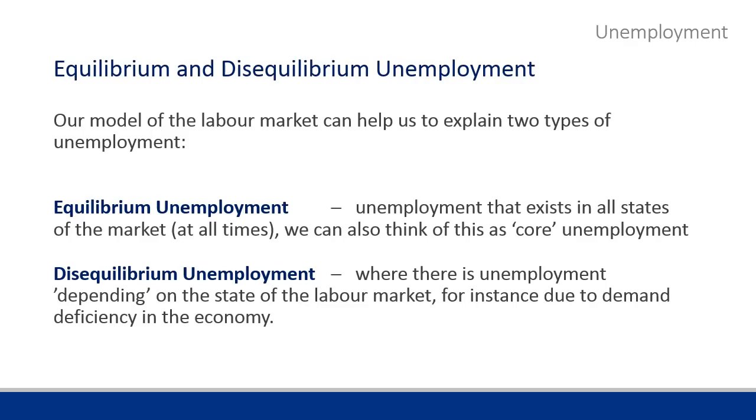One of the beauties of using the static view of the labour market is that we can show the difference between equilibrium and disequilibrium unemployment. We can explain them as two parts. Equilibrium unemployment is the unemployment that always exists. Whatever state the market is in, there is always going to be some unemployment, and that's a reality. And we can think of that as core unemployment.